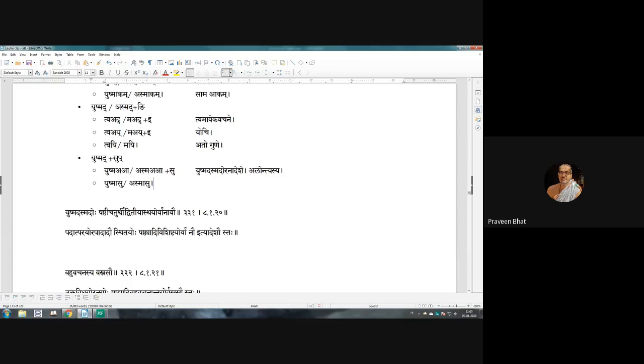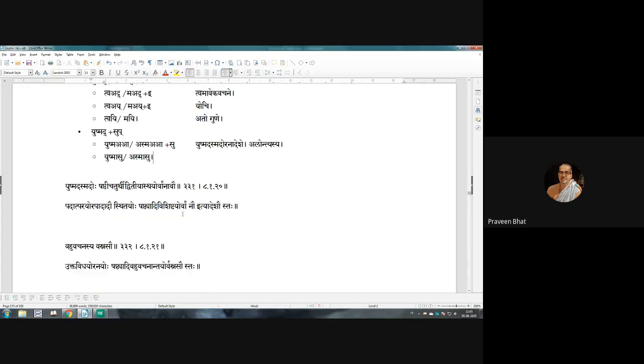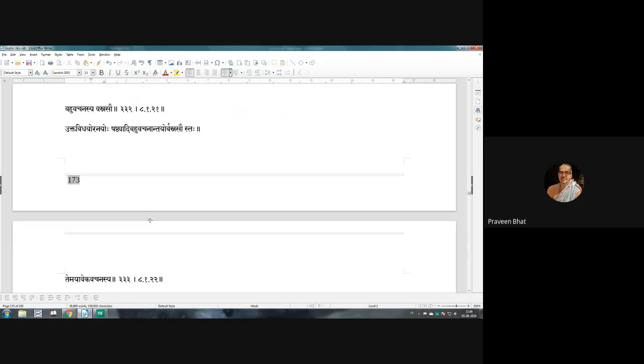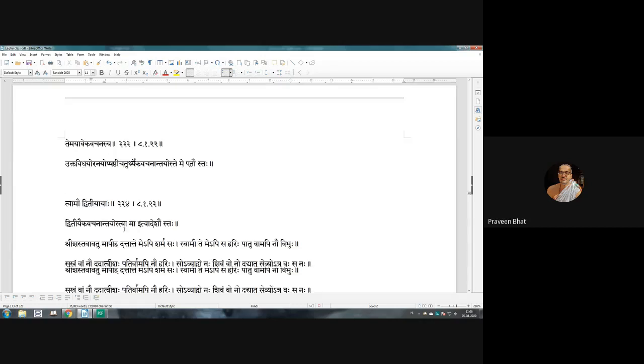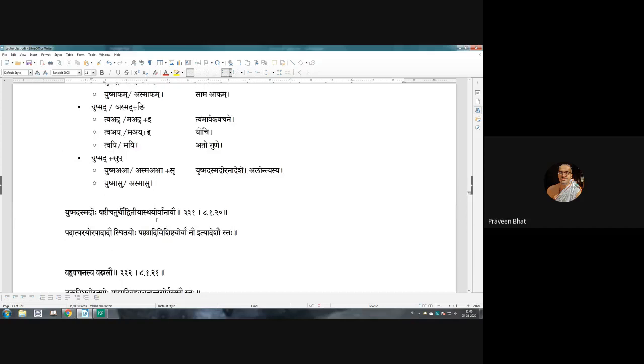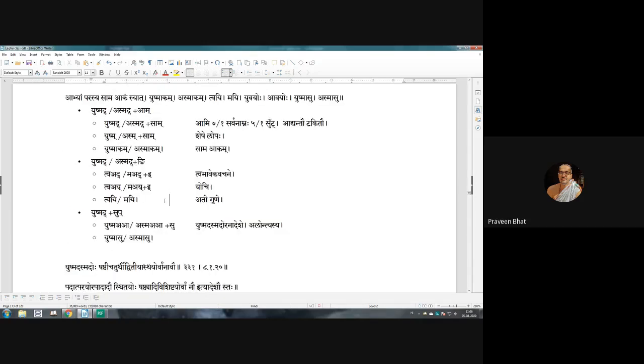Optional forms are by Yushmad Asmadoho Shashti Chaturthi Dvitiyasthayoho Vanavau. So there is a Vam or Nau Adesha. We'll see what these optional forms are. Nau, Vam and Nau, these are the Adesha, and then another sutra, Bahuvachanasya Vasnasau. We'll look at these, and there are a couple more sutras, and then we'll end Yushmad Asmad. Then we'll move on to the next one.